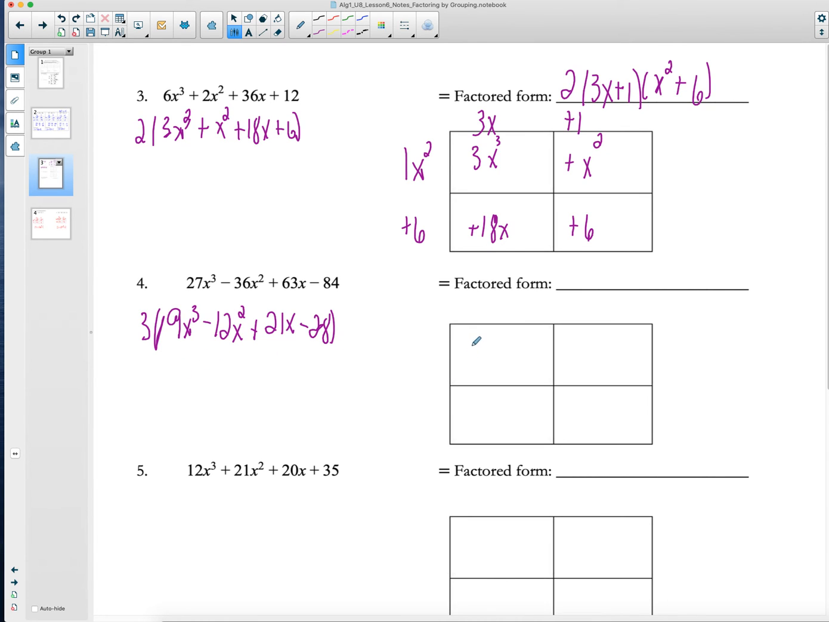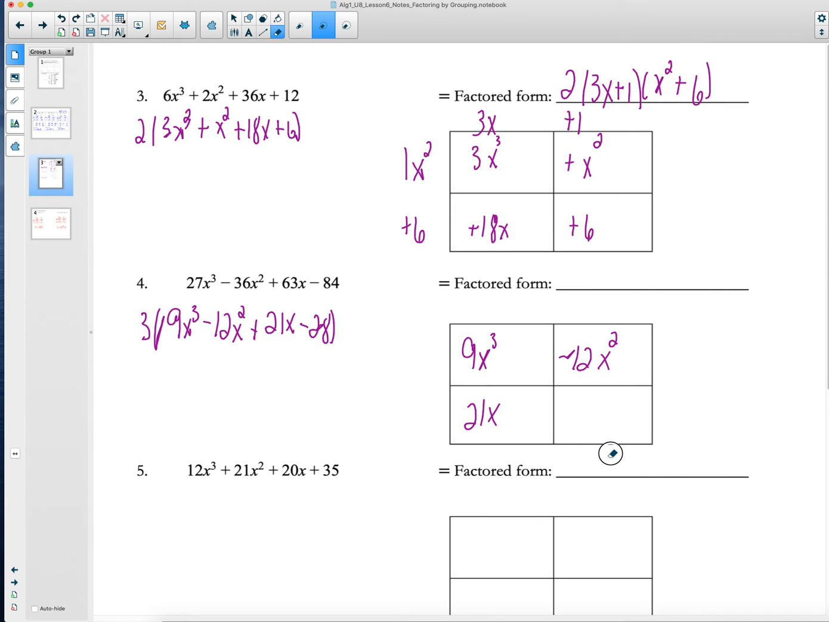So now if we drop everything in, so 9x cubed, negative 12x squared, and then we have our 21x and our negative 28. That's really bad. Pen is dragging.